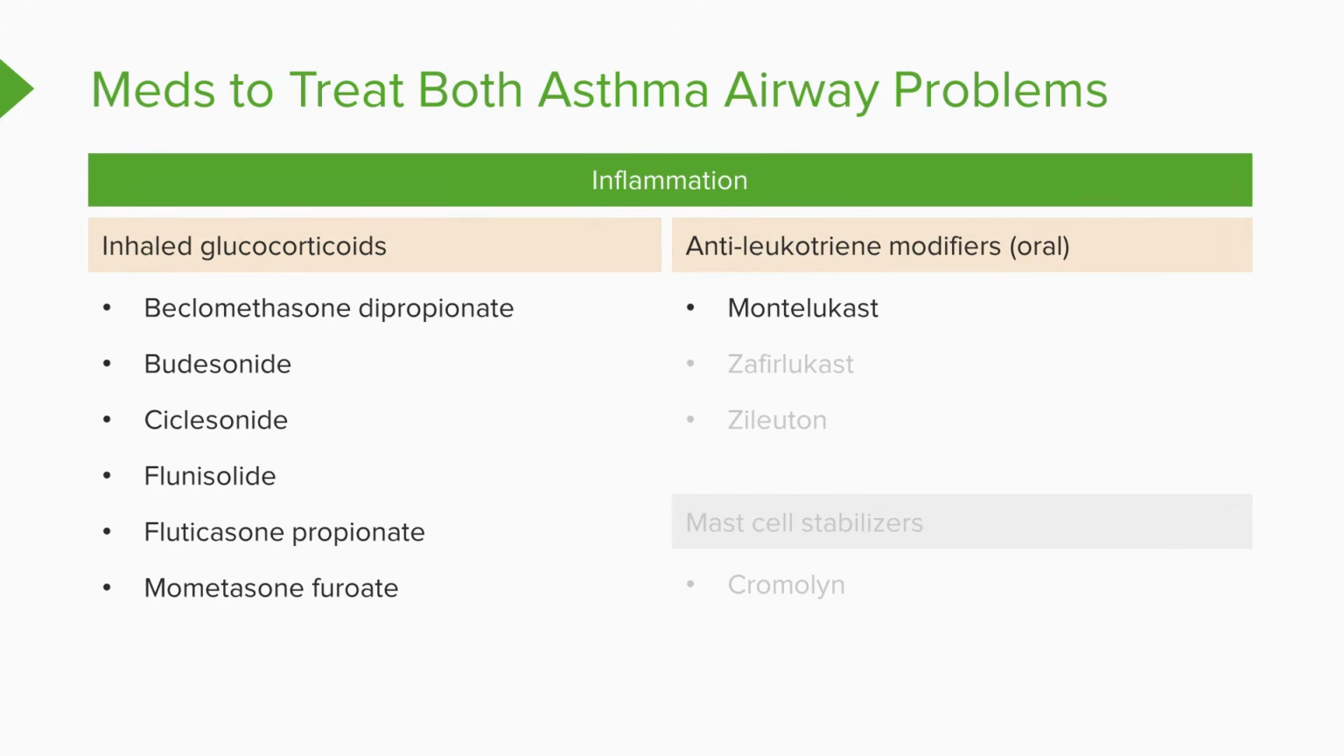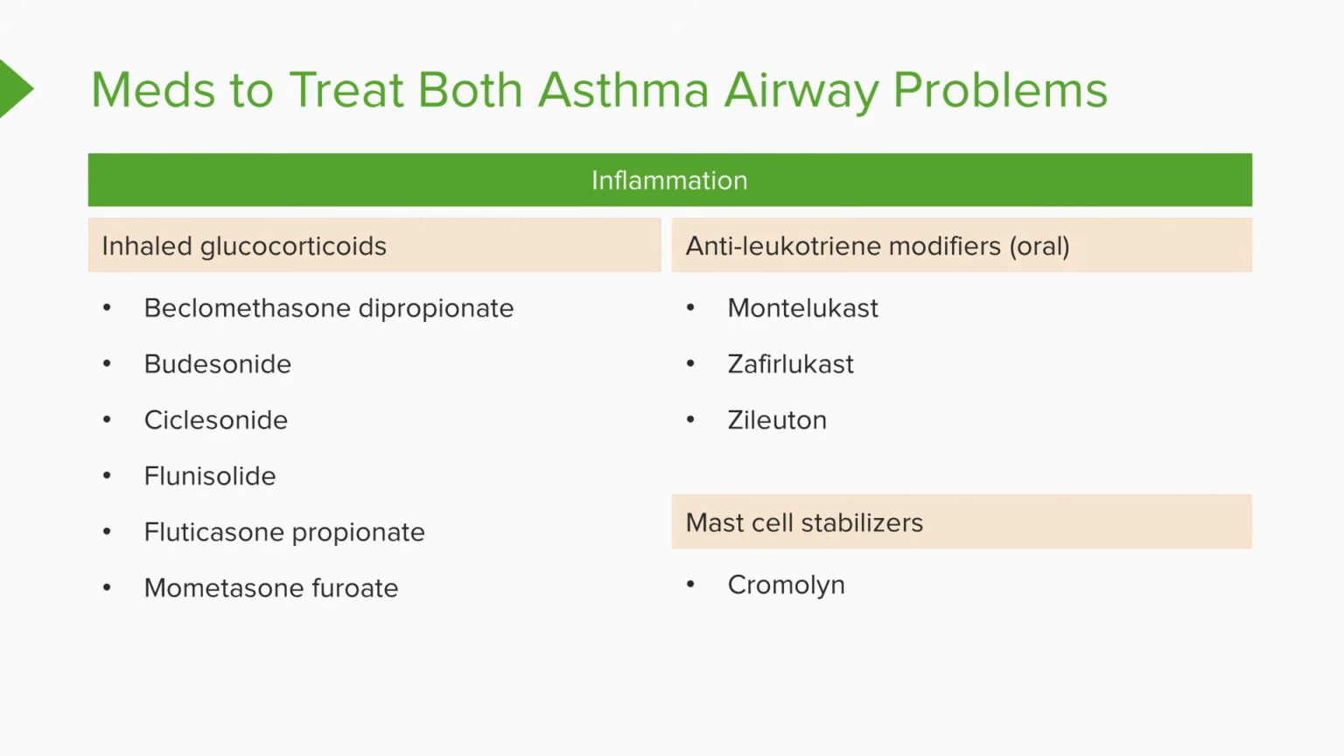Now, anti-leukotriene modifiers. You can take these by mouth. Remember the role of why we want to block leukotrienes, because they're the ones that cause the nastiness in that inflammatory response. So these medications are antagonists. They will block the action of leukotrienes in your body. So you see the names there, the first two end in -lukast, the third one doesn't. So those are a little trickier to remember, but that is their role.